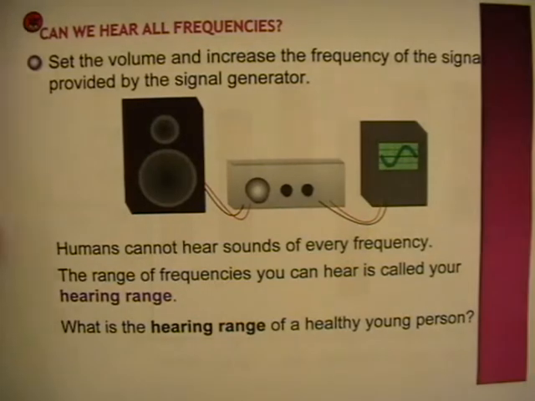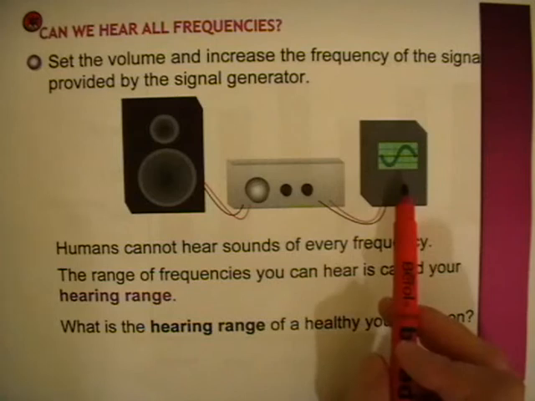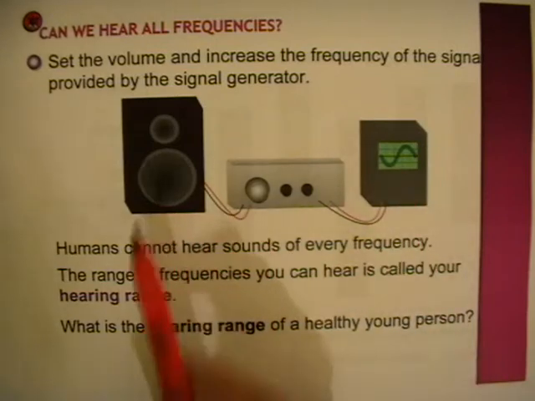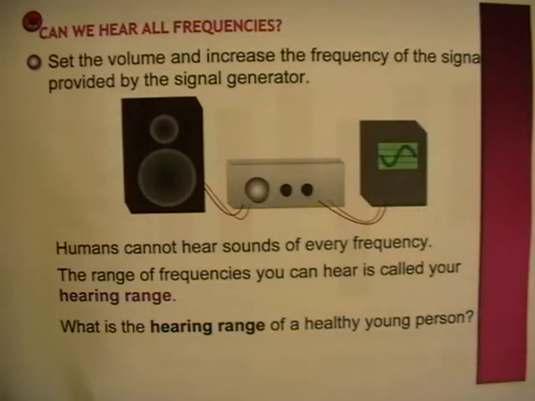Can we hear all frequencies? So again, we can check this using our signal generator, a cathode ray oscilloscope and a loudspeaker. In fact, you get away without the cathode ray oscilloscope. You wouldn't have to see the signal. Humans can't hear sounds of every frequency. The range of frequencies you can hear is called your hearing range.